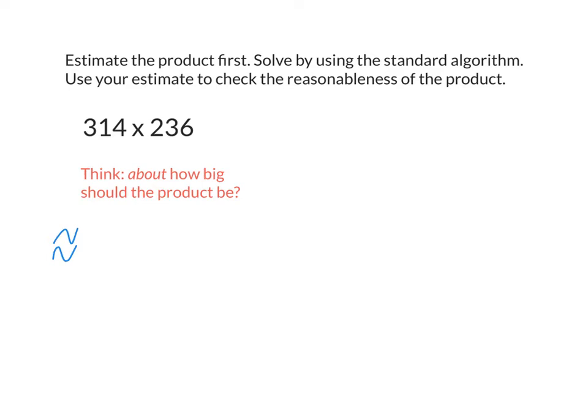314 is pretty close to what number, everyone? 300. Okay. 236 is pretty close to what number, everyone? 200. Thank you. Okay, and then I can use a regular equal sign because I'm actually going to solve 300 times 200. What's 3 times 2? 6. And then how many factors of 10 do I have? So I have to add 4 factors of 10 to my answer. So I know that my product should be pretty close to 60,000.